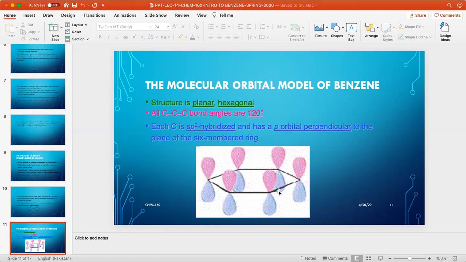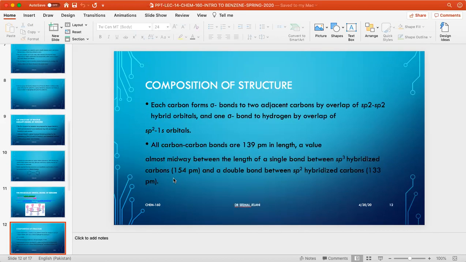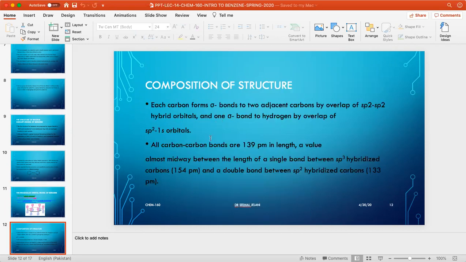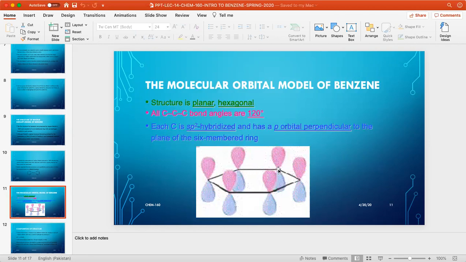So now the question is why there are two possibilities. Just because the pi system is not localized, it is a delocalized system. So each carbon forms sigma bonds to two adjacent carbons by overlap of sp2 and sp2 orbitals. इसका मतलब ये है कि let's see this diagram कि ये कार्बन और ये कार्बन जो है ये ओवरलैप करेंगे by using the sp2 hybridization. Okay, नेक्स्ट इसमें ये है कि ये कार्बन एक सिग्मा बॉन्ड बनाएगी हाइड्रोजन के साथ, and the second carbon makes one sigma bond with hydrogen.